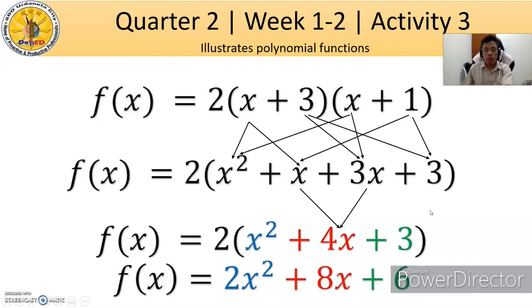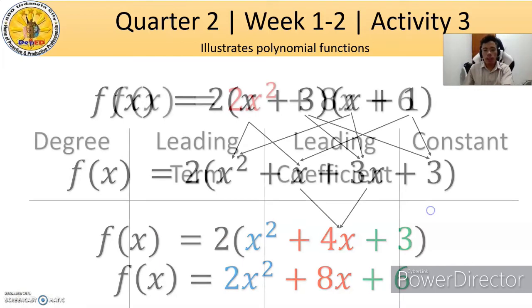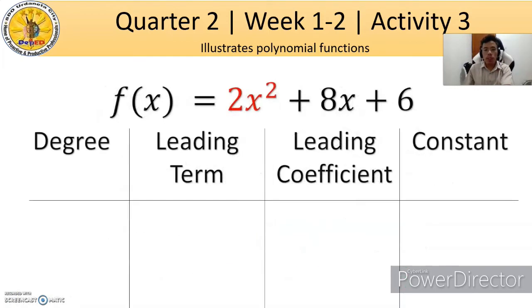Going back to the table that we are accomplishing, we now use 2x² + 8x + 6. And obviously we have the leading term as 2x², and from this we now have the degree which is equal to 2, and the leading coefficient is 2. And from the same given, we will have the constant equal to 6.